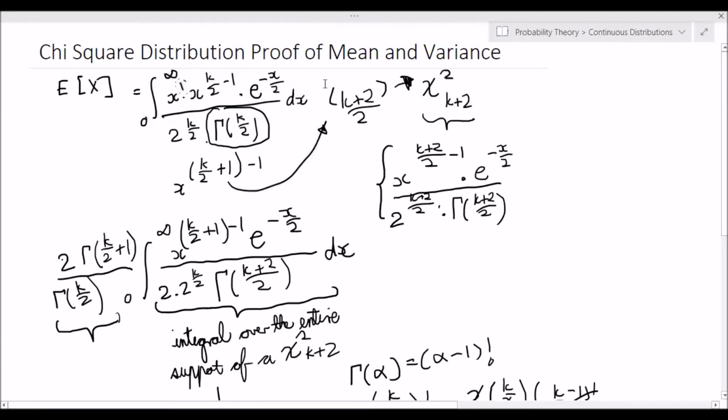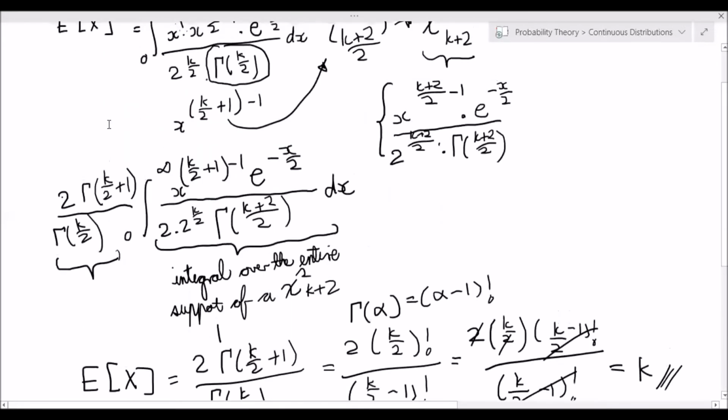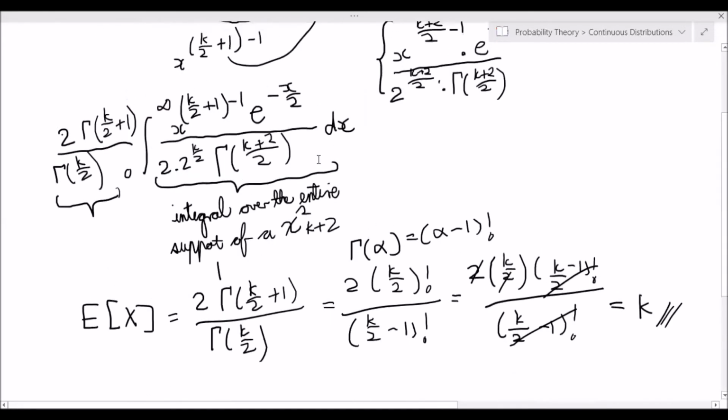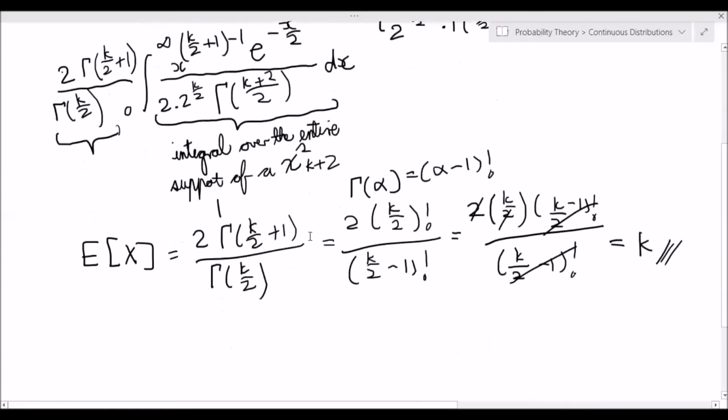That means we are going to need to transform our PDF to the form of (k+2)/2, which is the PDF for a chi-square distributed random variable with k+2 degrees of freedom. And then we simply know that this integral is 1 because it's the integral over the entire support of a chi-squared distribution with k+2 degrees of freedom. And then we resolve this constant on the left-hand side and evaluate it to be equal to k.